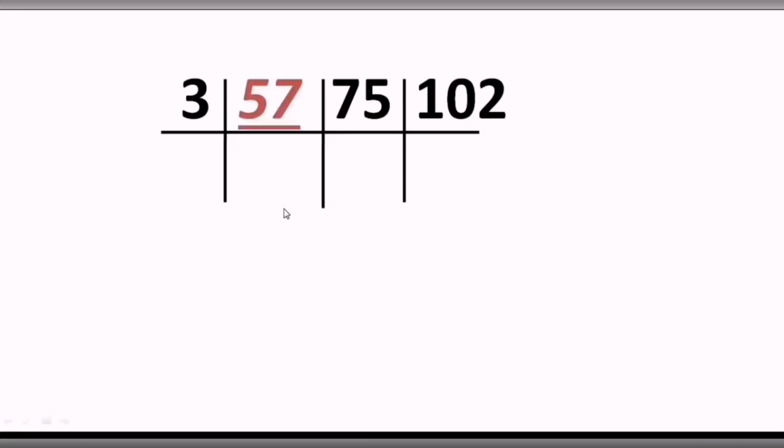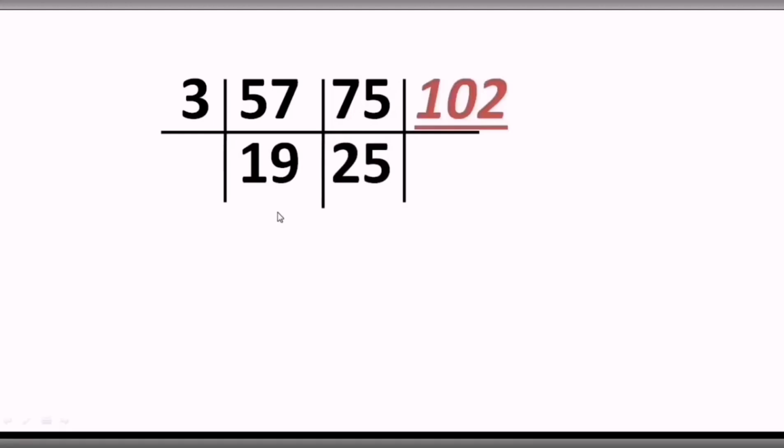When you divide 57 by 3, we get the answer 19. Okay, that's a prime number, don't forget it. 75 when divided by 3, we get the answer 25, and when 102 is divided by 3, we get the answer 34. Do not forget, if you find any difficulty in division, go with the regular division. There is no need to do it in mind.